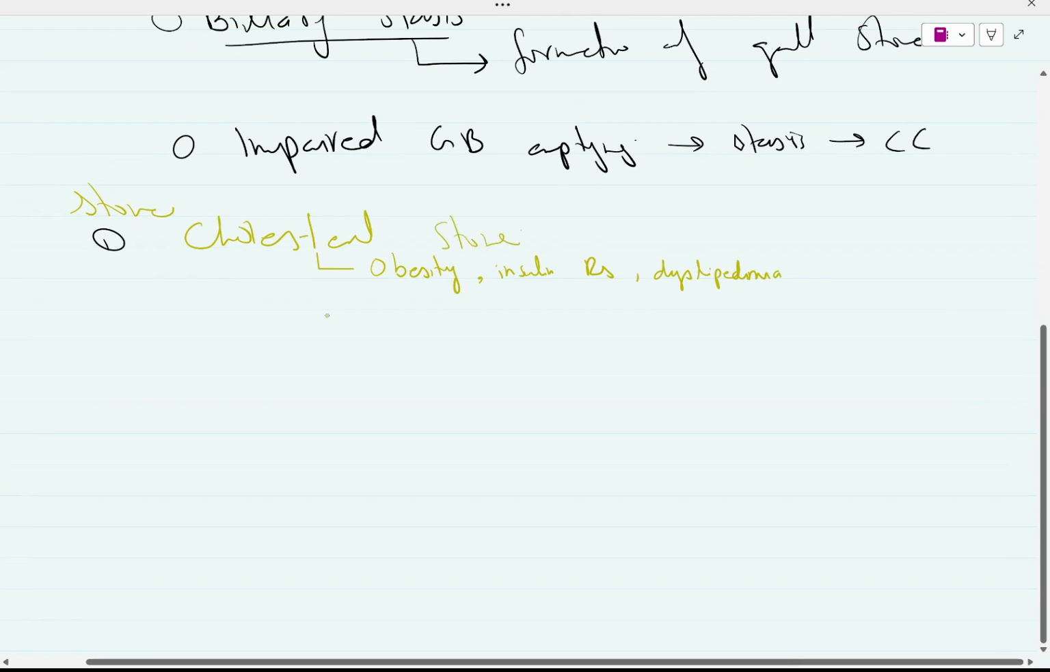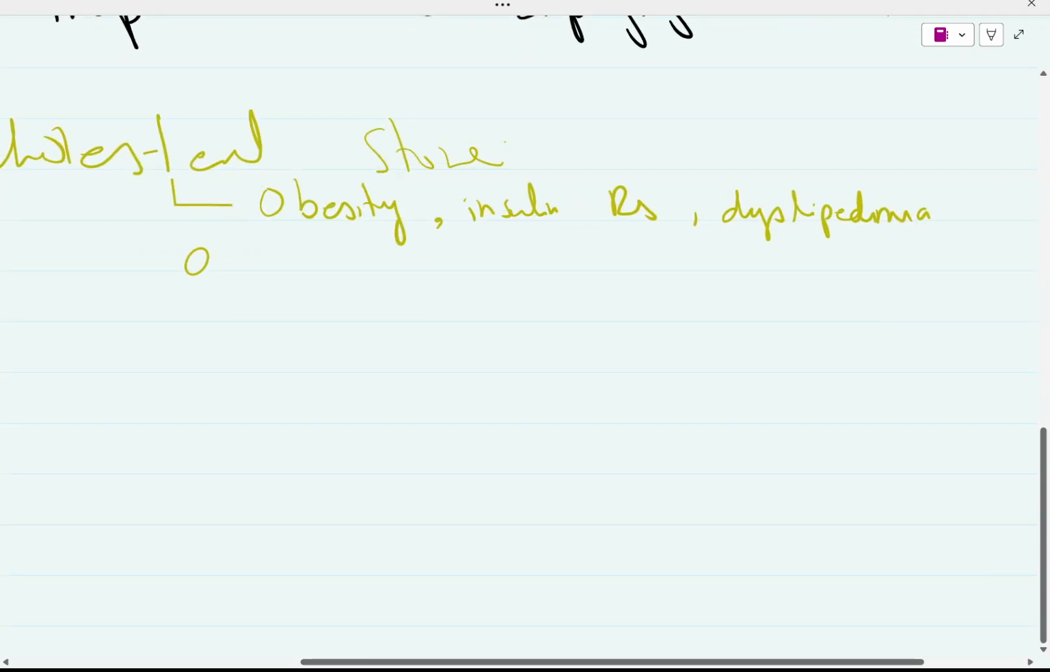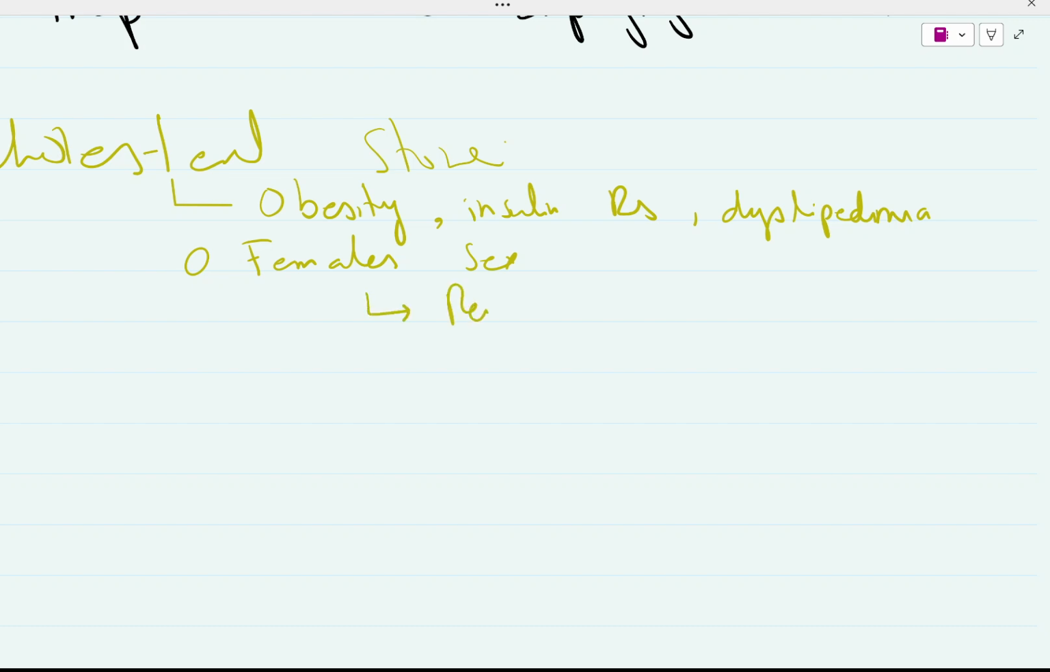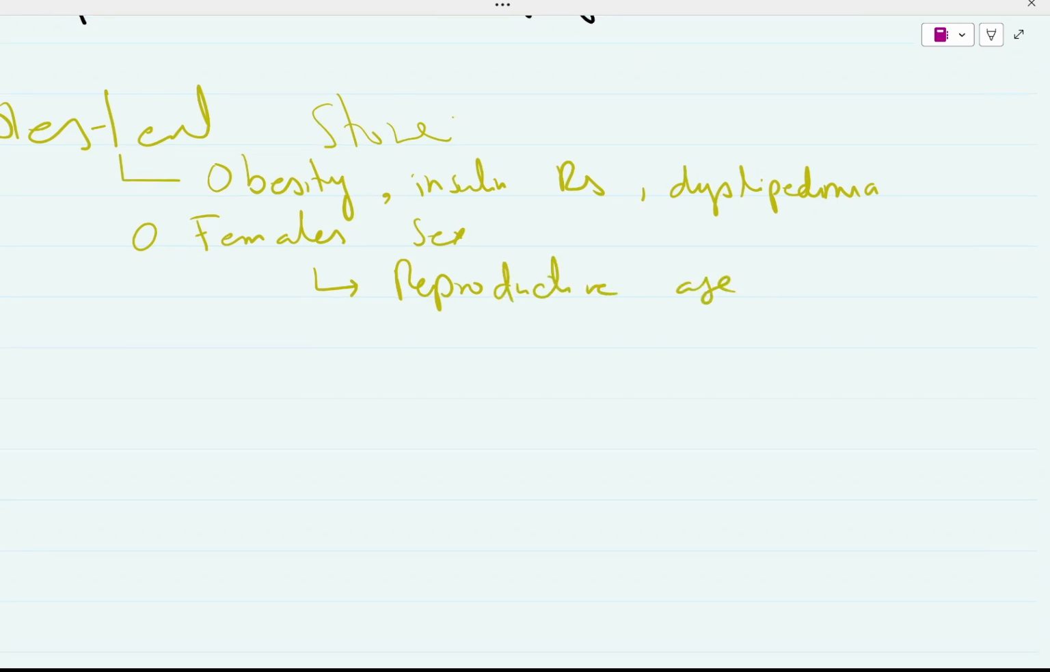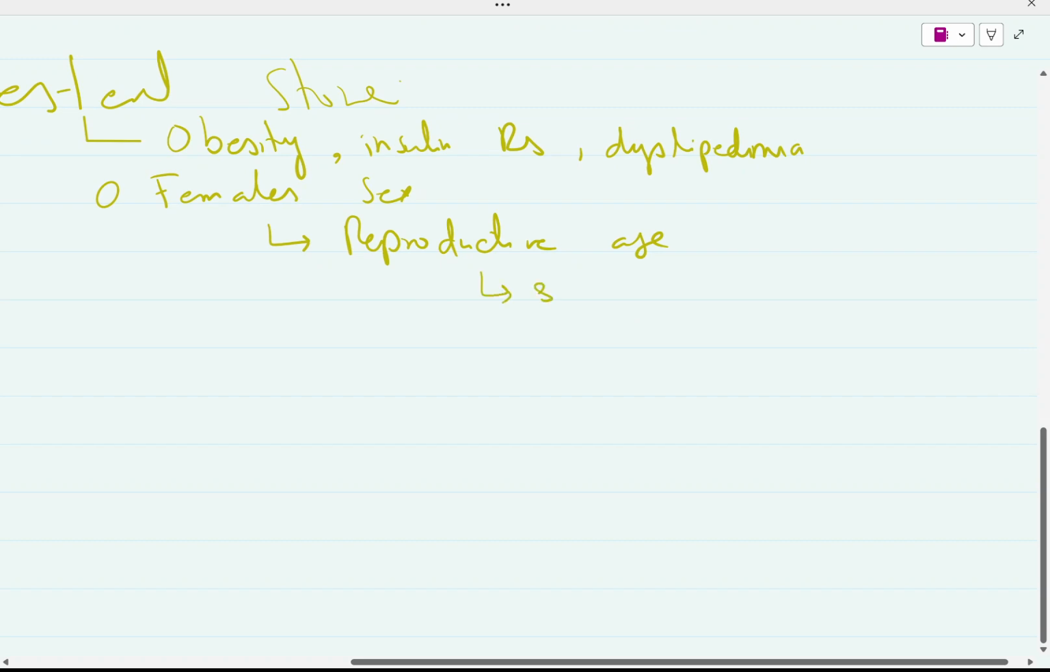The next risk factor, I skipped epidemiology. You have to understand that females are more prone to develop cholelithiasis than males. We are going to study how cholesterol stones form in females. Female sex is also a risk factor for gallstone development, particularly when a patient is of reproductive age. In reproductive age, a female produces estrogen and progesterone.